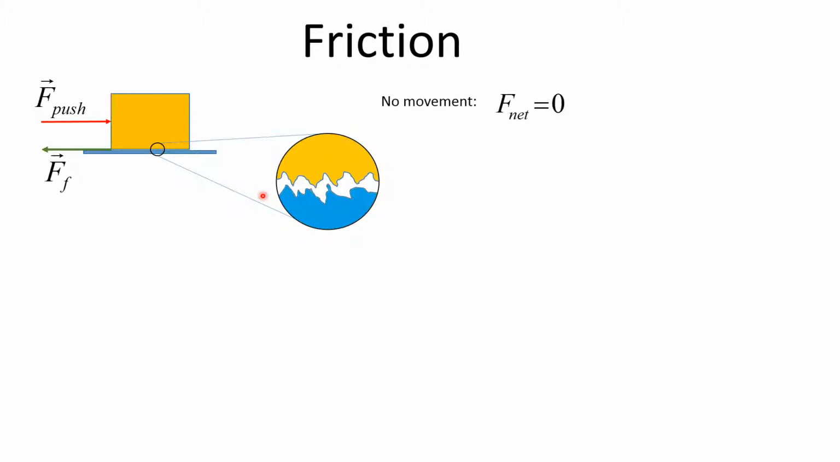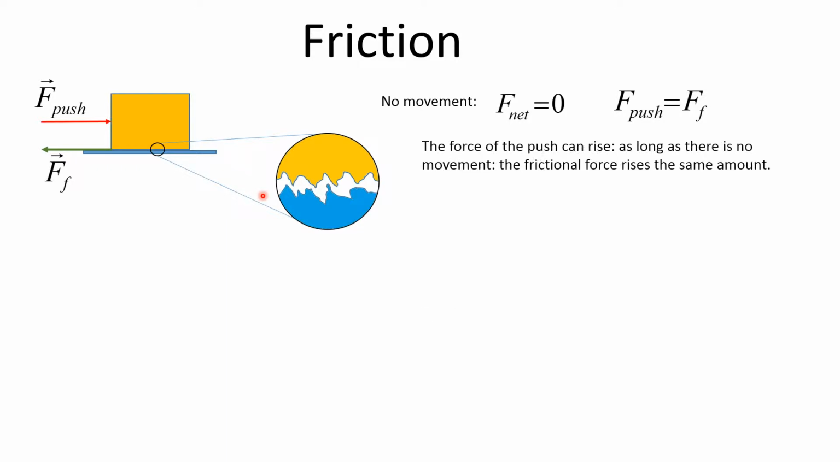When there's no movement, I know that the net force is zero. So the pushing force equals the frictional force. The pushing force can rise as long as there is no movement, and the frictional force rises the same amount. So if my pushing force is zero, the frictional force will be zero. If I push with 10 newtons and there's no movement, there will be 10 newtons of frictional force, until a certain maximum point.